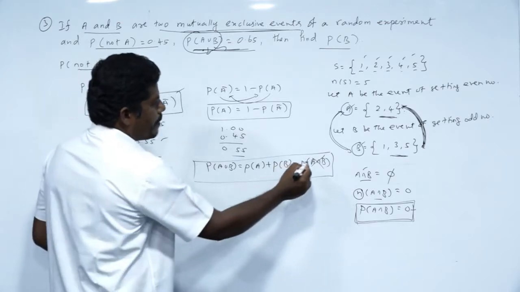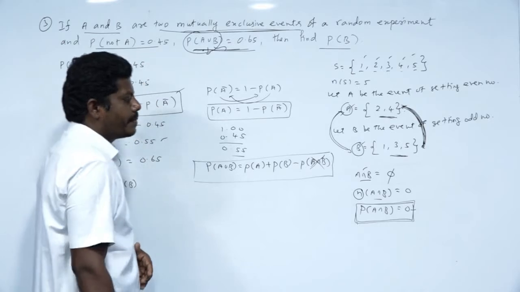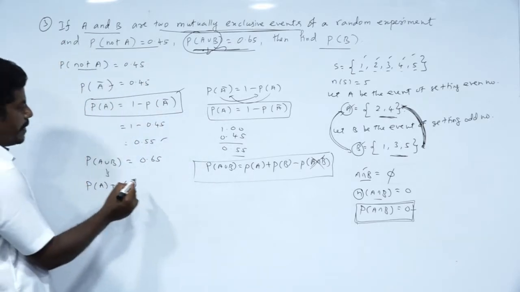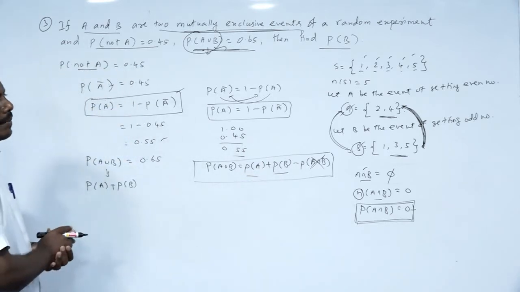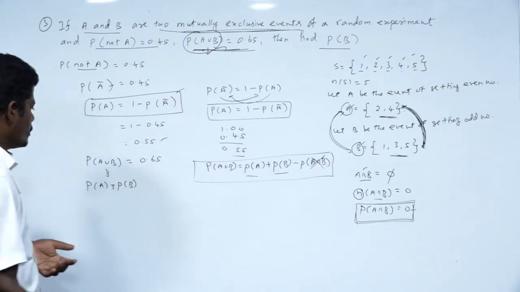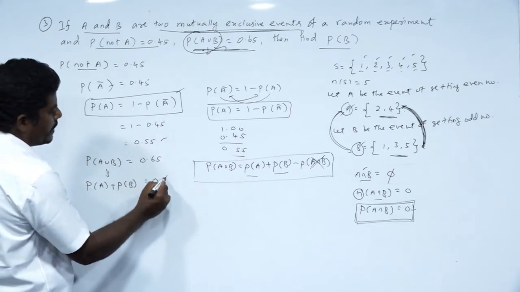So, since probability of A intersection B value is 0, you will leave it. Probability of A union B you can take as probability of A plus probability of B only. No need for probability of A intersection B because its value is 0. So, probability of A union B is probability of A plus probability of B, which is equal to 0.65.